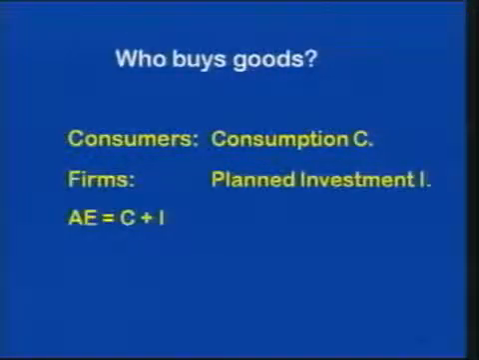And then the total amount, the planned aggregate expenditures, AE, the amount that people want to buy in the economy, is just the sum of these two in this very small economy that only has consumers and firms.